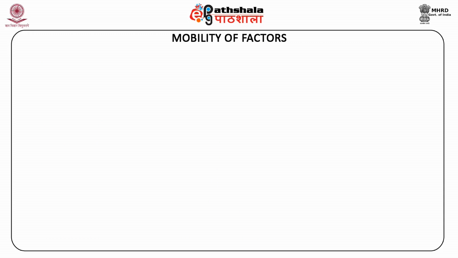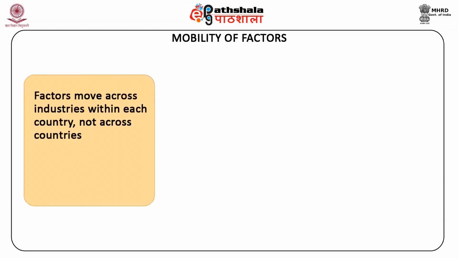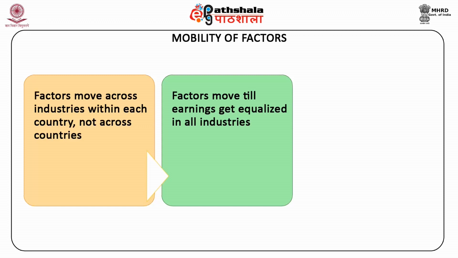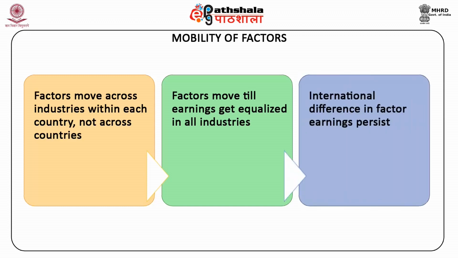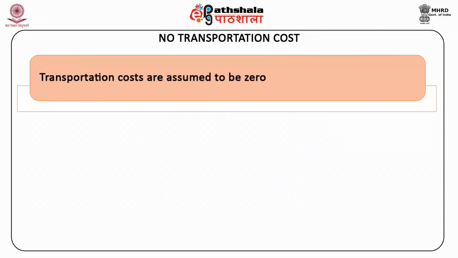Factors, that is, labor and capital, can move across industries within each country, but they cannot move across countries. This means that factors can move from high-paying industry to low-paying industry until earnings are equalized in all industries. But there is zero international factor mobility, so that international differences in factor earnings would persist in the absence of trade. Transportation costs are assumed to be zero.